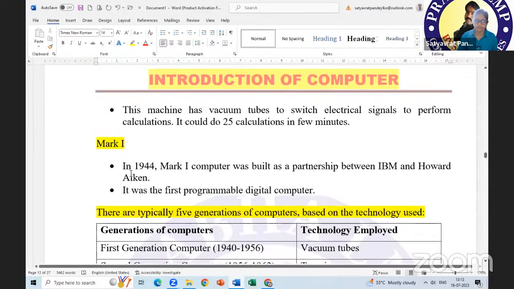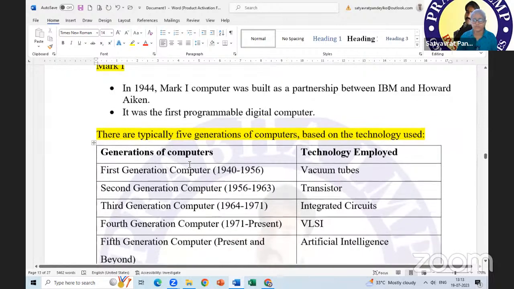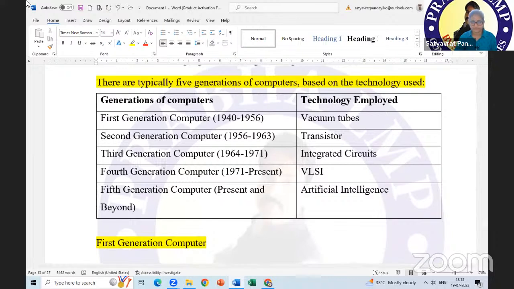11th is Mark I. In 1944, the Mark I computer was built as a partnership between IBM and Howard Aiken. It was the first programmable digital computer. There are typically 5 generations of computer based on the technology used.